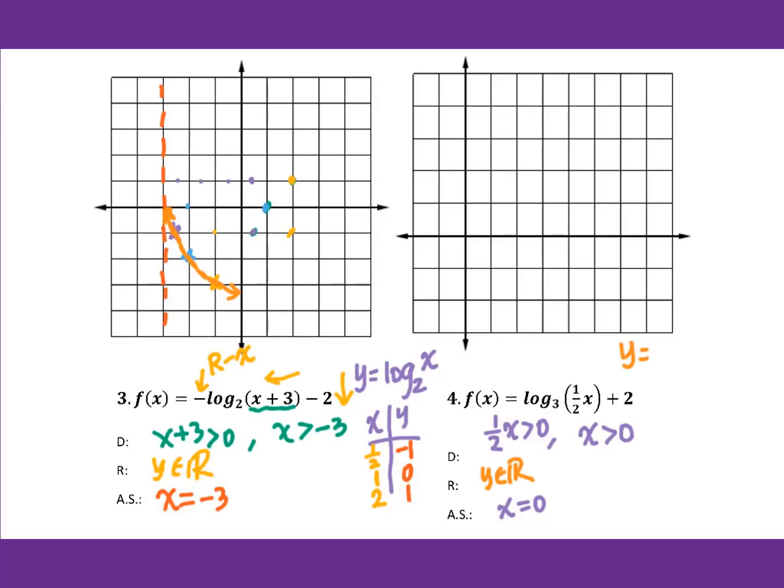We have a parent function log base 3 of x. From those 3 points, you have x, y: -1, 0, 1. 3 to the negative first power, 1 over 3. 3 to the 0 power is 1. 3 to the first power, that's 3.